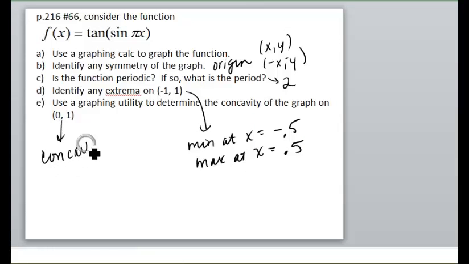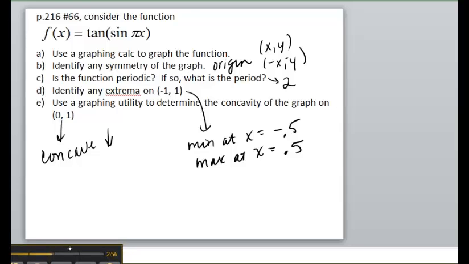So the point of this problem is that you can use your graphing calculator to analyze all of these things that we've been doing using the calculus rules that we've taught ourselves.